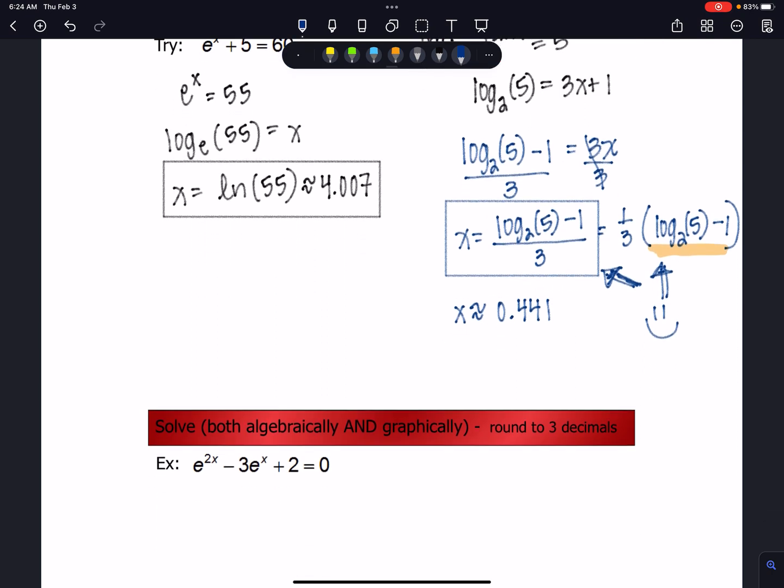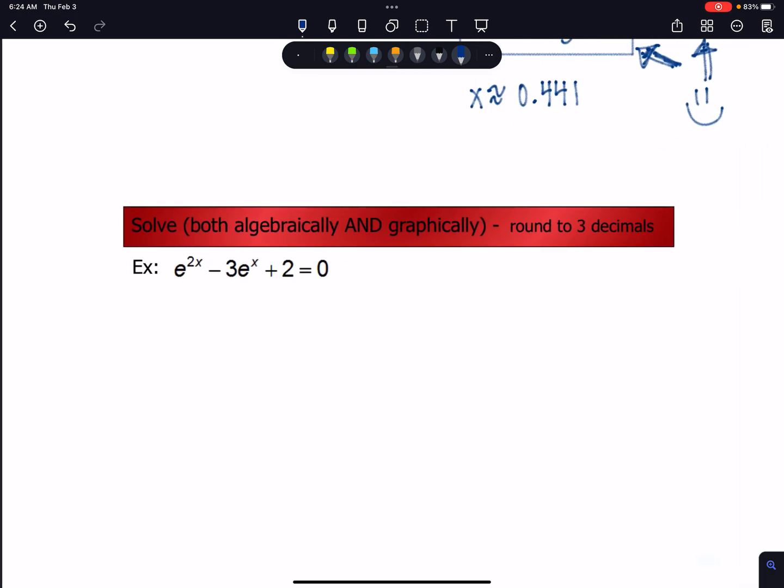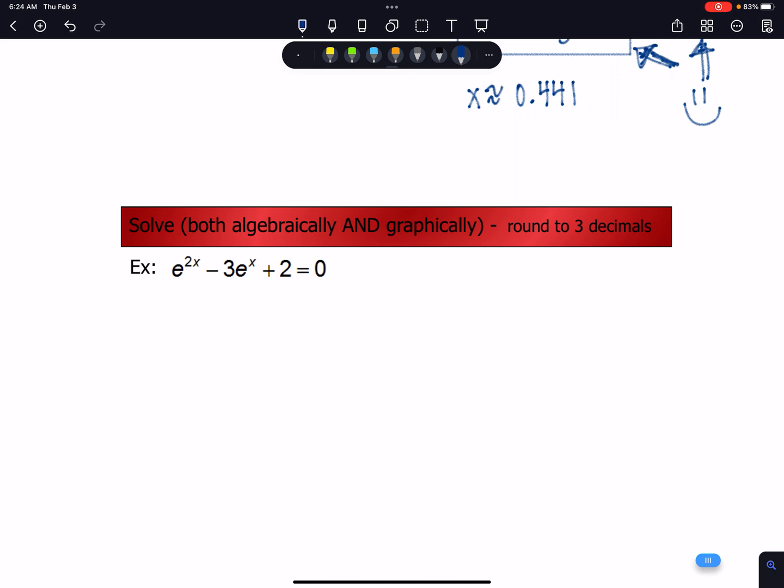Okay, in the next video, we're going to, actually, let's continue. Let's continue doing all of our exponentials. This is a good one because it's a quadratic in nature. So you can see that the first exponent is twice the second. So this is a great quadratic in nature type of problem. This is factorable. So this is going to factor into two binomials, and we'll be able to use our zero product property.